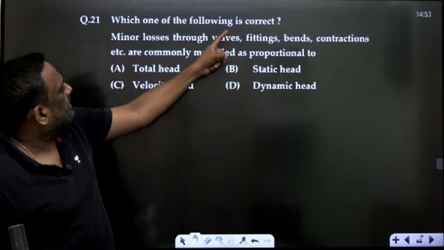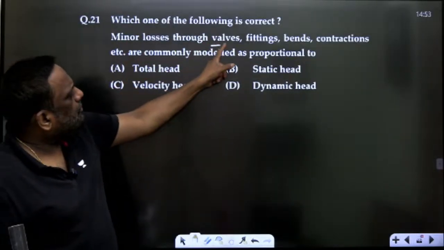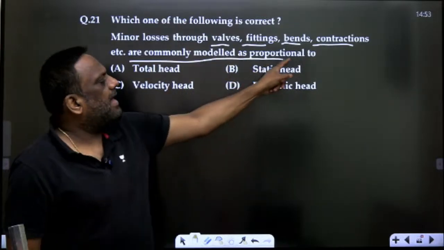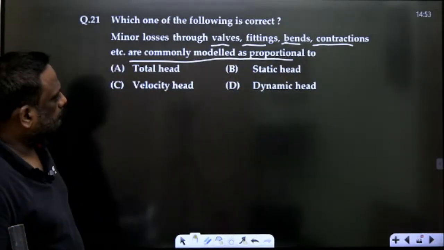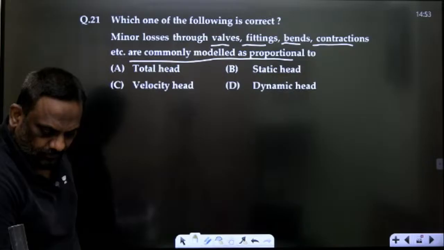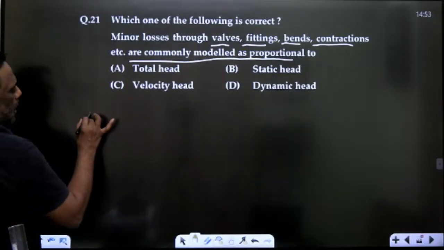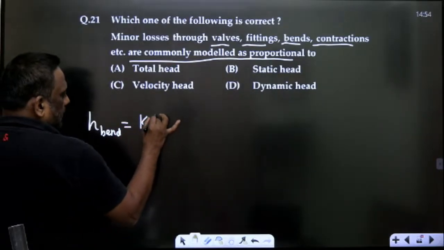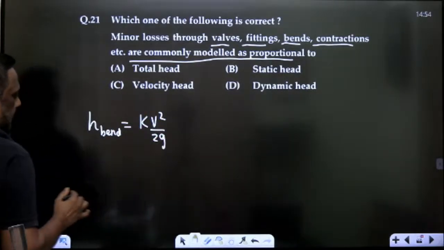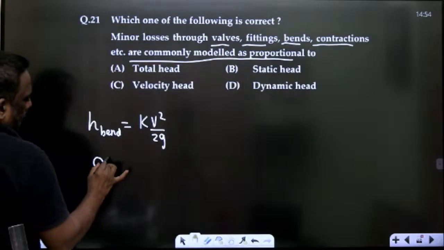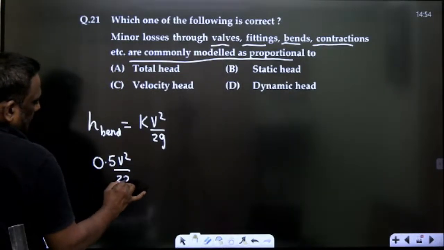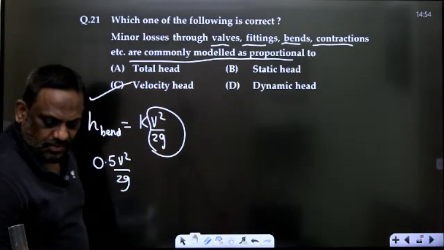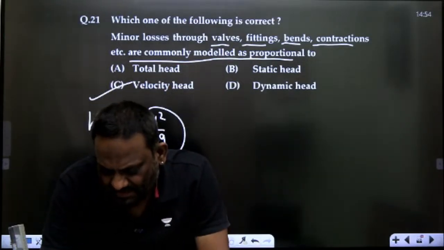Which of the following statements is correct? Minor losses through walls, fittings, bends, contractions are commonly modeled as proportional to which one? The bend losses are given by k v square by 2g, and the sudden contraction loss is 0.5 v square by 2g. Everything is expressed in terms of velocity head, v square by 2g.